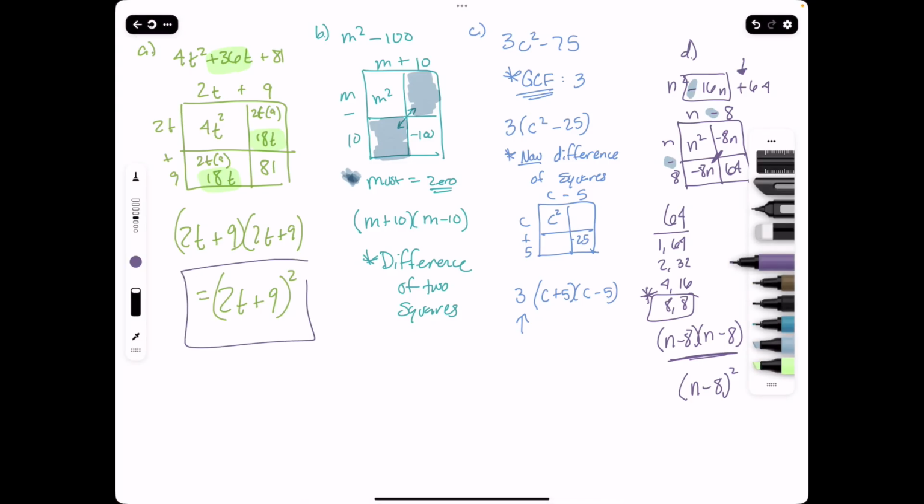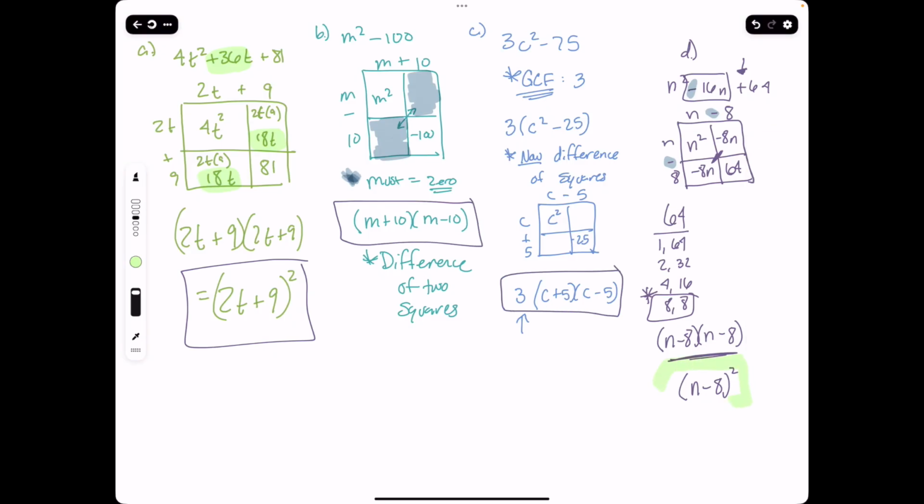I'm going to put a quick box around each of my final answers so you can hopefully check them quickly. I guess I'm highlighting that one.